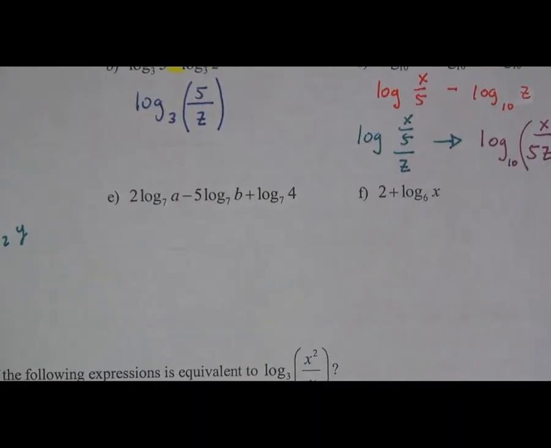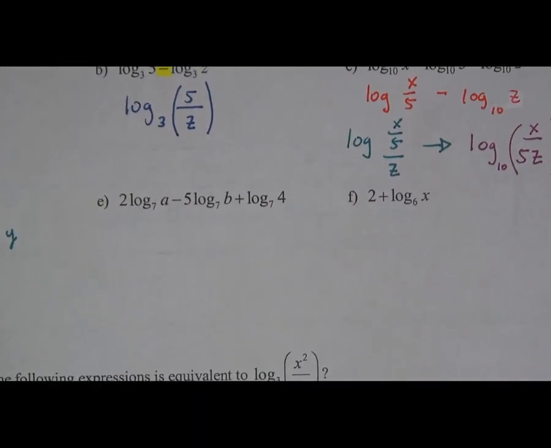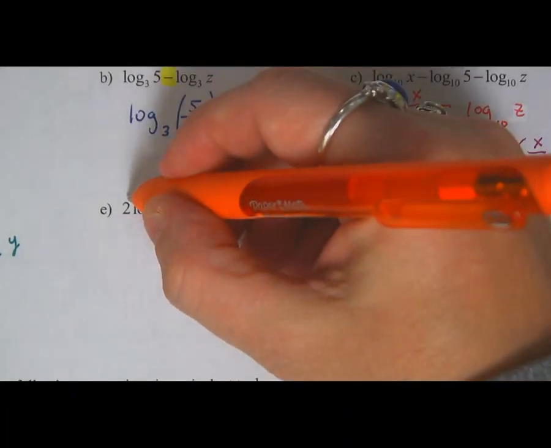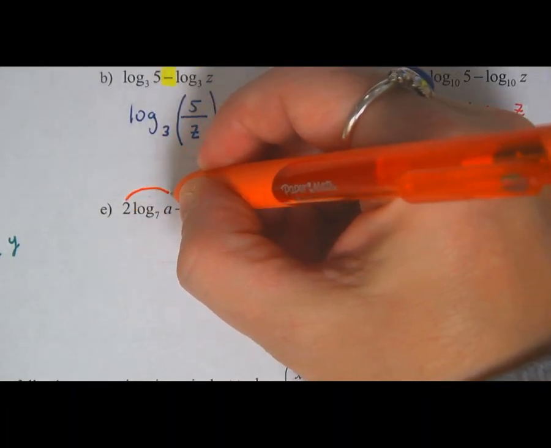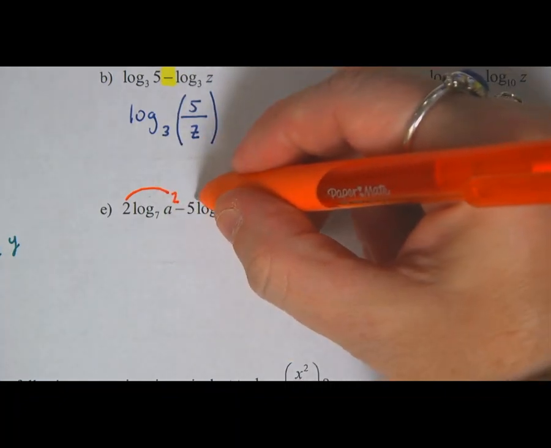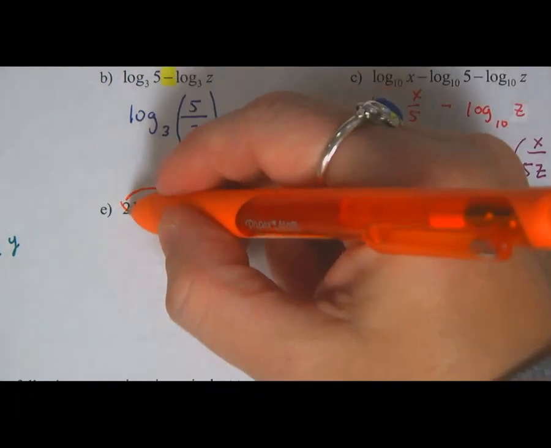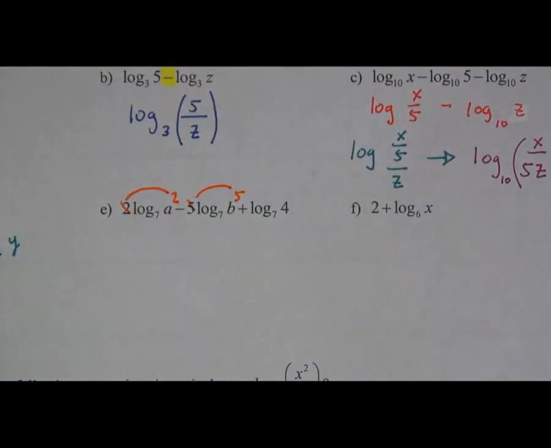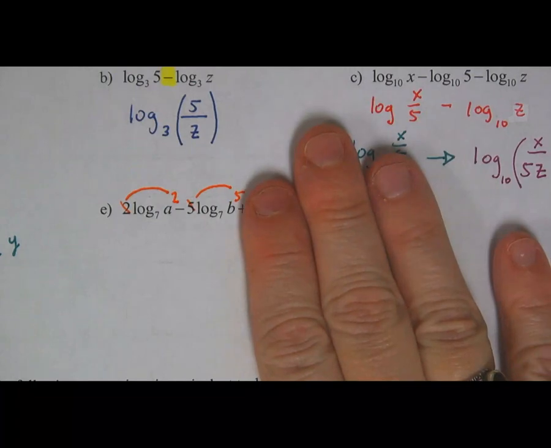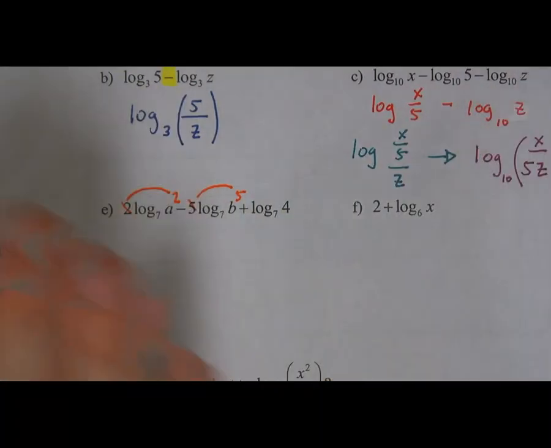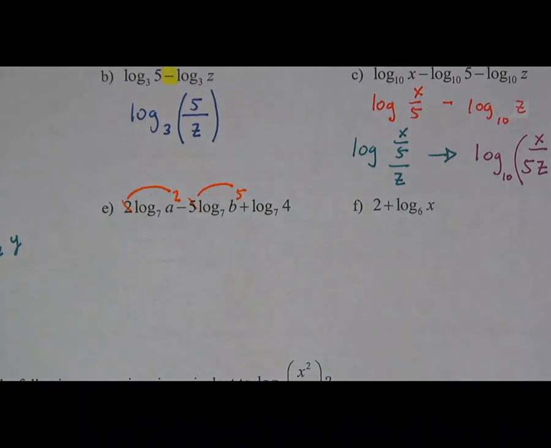And then on the next one, I'm going to go ahead and just know that this is the same thing as log base 7 of a squared minus log base 7 of b to the 5th plus log base 7 of 4. They're all log base 7, so I'm allowed to condense them. I'm allowed to combine them. But again, you have to read left to right. So you must do the division before you do the multiplication. You can't jump over here and combine those first, because that will lead you to a completely different answer.